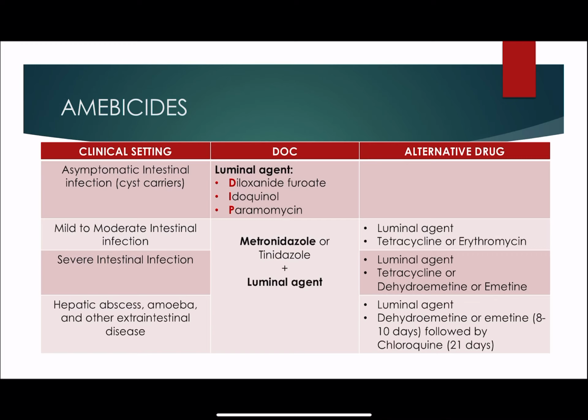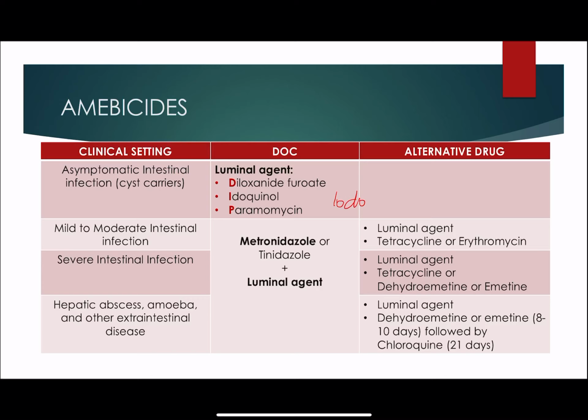For asymptomatic intestinal infection, including cyst carriers, you will need a luminal agent. For this, the drug of choice is diloxanide furoate. In the US, it's paromomycin. Alright, so you have DIP, DIP. Another is iodoquinol. It's like iodine based, okay? Iodoquinol. Then, for other types of infection, mild to moderate intestinal infection, you will need metronidazole.